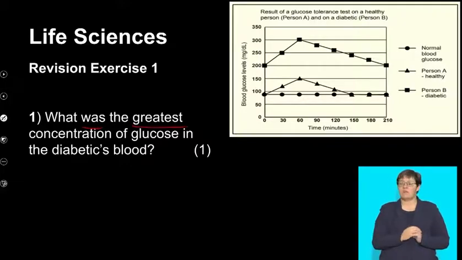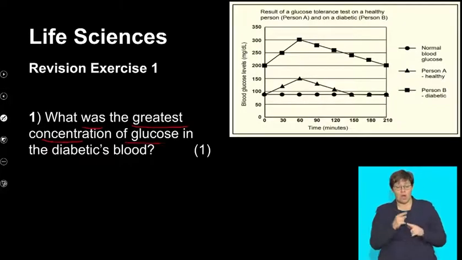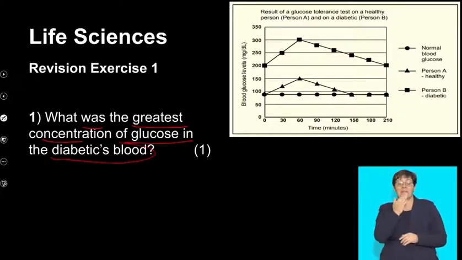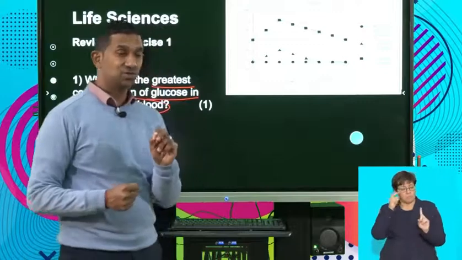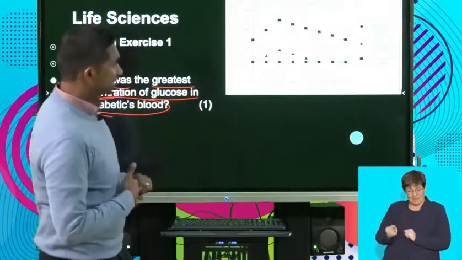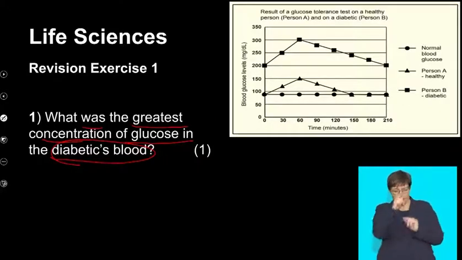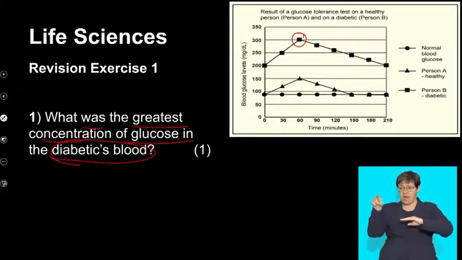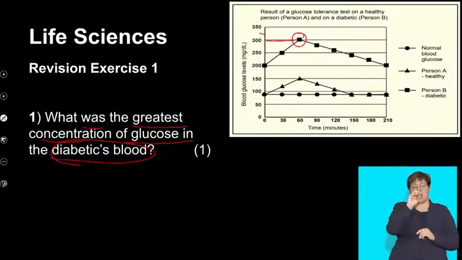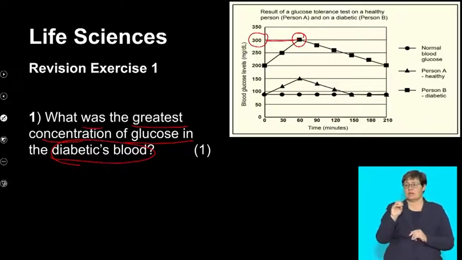Let's move on to this question. What was the greatest concentration of glucose in the diabetic's blood? Again, guys, the question is very pointed to the diabetic individual. So we look at the graph which indicates the ones with the squares. The greatest concentration was this point here, and so we've got to use the information and, with your rulers, extrapolate that onto the y-axis, and in this case it is 300.